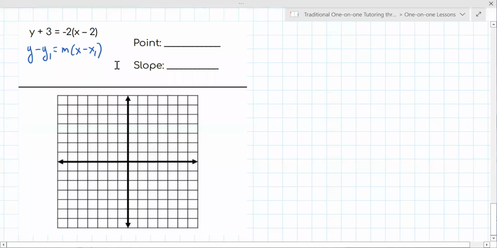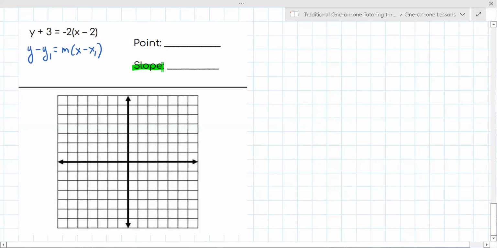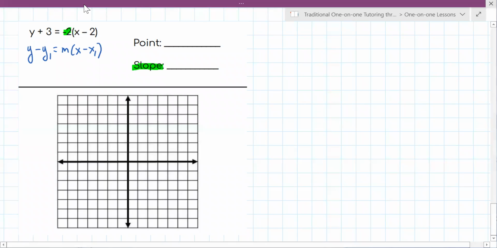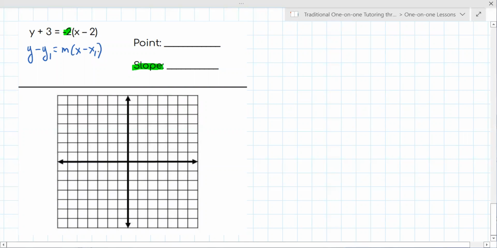Okay. The slope's the one that we should do first. The slope is always this number that's outside the parentheses. What is the slope in this case? What is the number in front of the parentheses? Negative 2. Good. Okay.